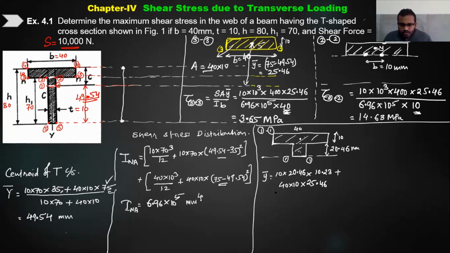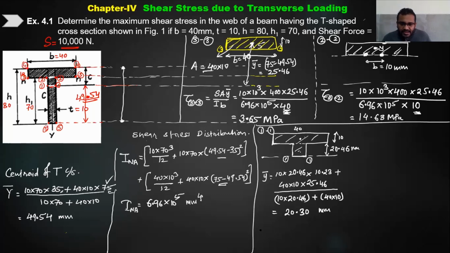Those who have very good practice on this calculation of inertia and y bar, they will never go wrong in this kind of numeric question. Okay, upon, नीचे 10 into 20.46 plus 40 into 10. Understood? कितना आएगा ये y bar बताओ? 20.30. थोड़ा जोर से. 20.3.